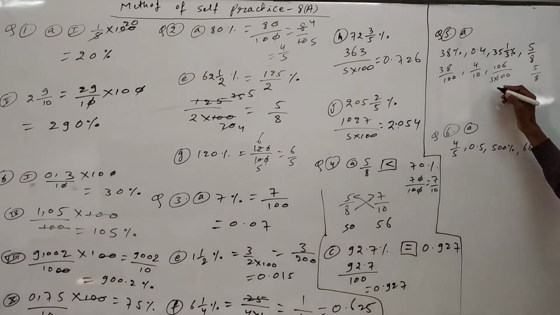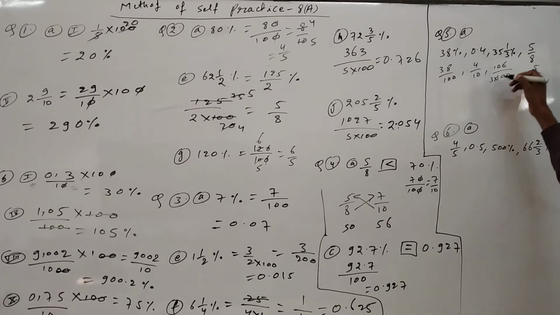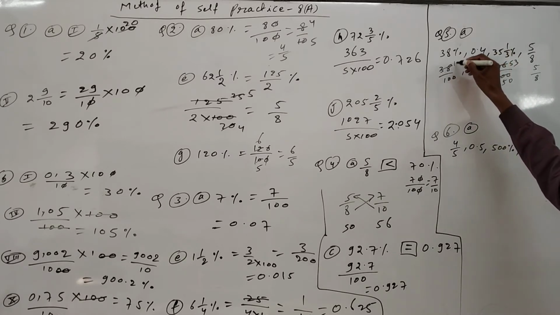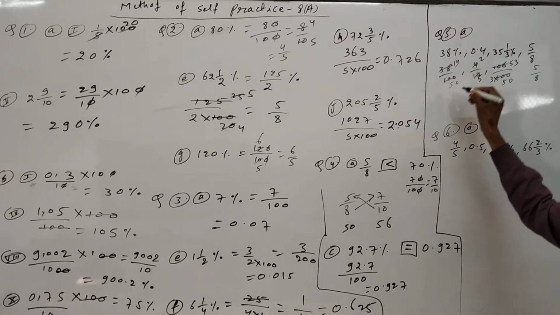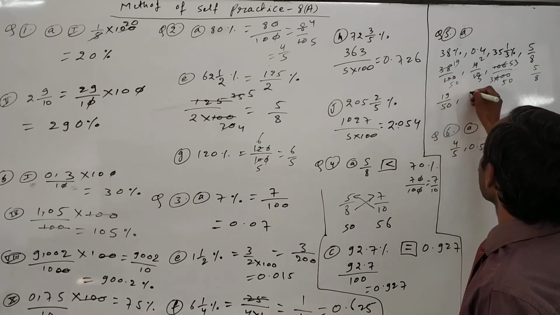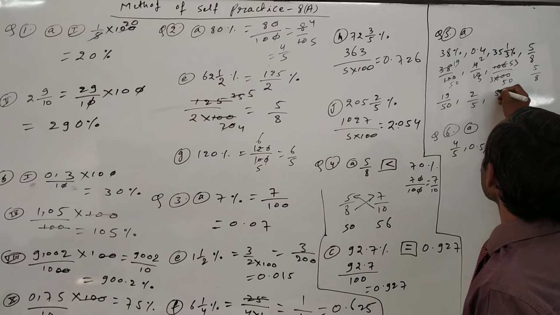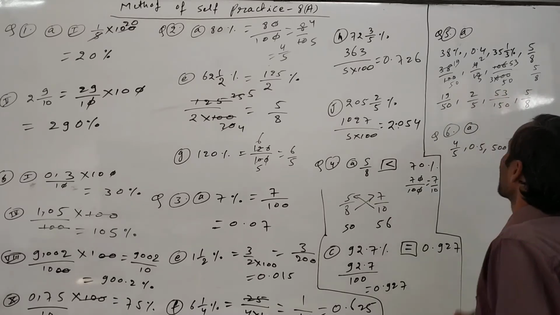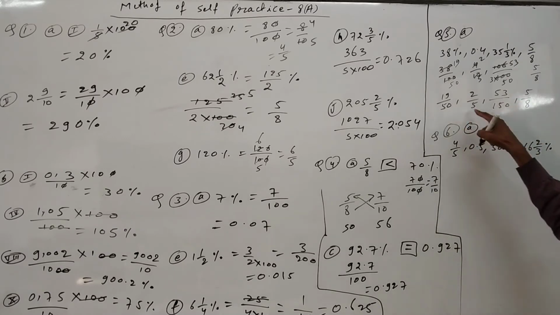Now, in this part, 3 times 35 is 105 and 106. If you first cancel out some common factors, it will be better. So it will come 53 and 50. Here 2 goes, and 5 goes. Now here 19 and 50. So we can write it like this: 19 upon 50, here 2 upon 5, here 53 upon 150, and here 5 upon 8. These are the denominators given: 50, 5, 150, 8.